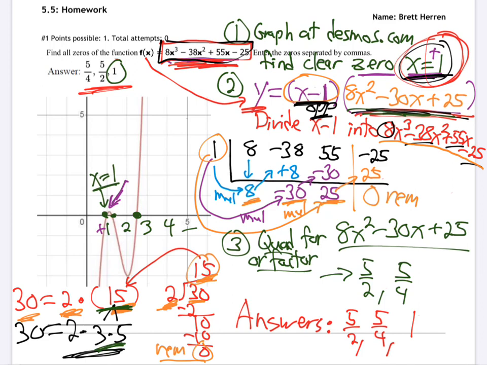Any order, you can put those in any order, it doesn't matter. Just separate them by commas. So there they are. We found the 3 zeros. Those are the 3 places where the graph hits 0.